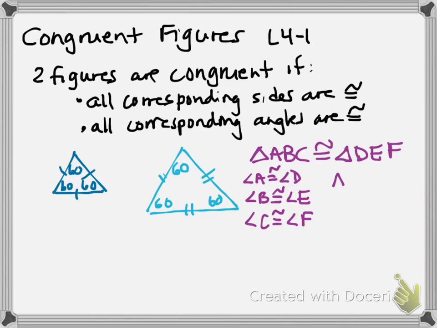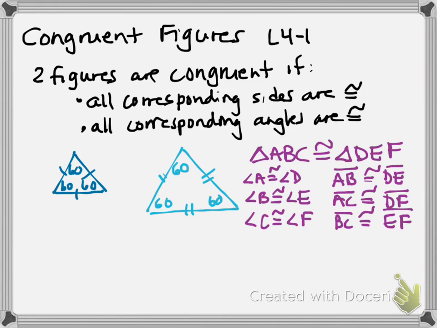The other half: segment AB is congruent to segment DE. Again, AB, the first 2 letters of the left triangle, DE, the first 2 letters of the right triangle. Segment AC would be congruent to segment DF, first and third letters compared to first and third letters. Segment BC is congruent to segment EF, last two letters compared to the last two letters. So just from statements, without having to see a diagram, I know 6 facts of congruence. Okay?